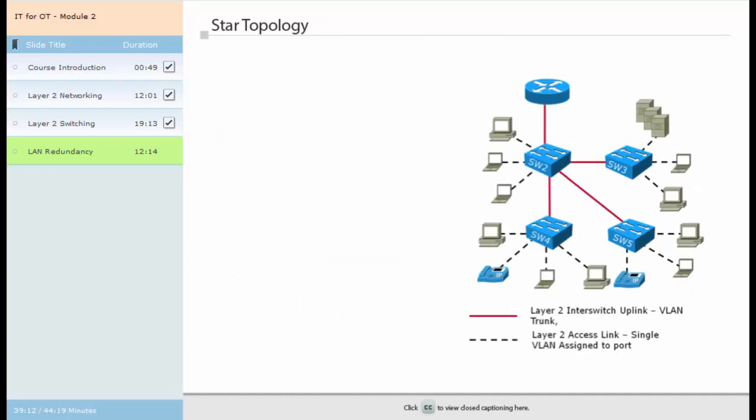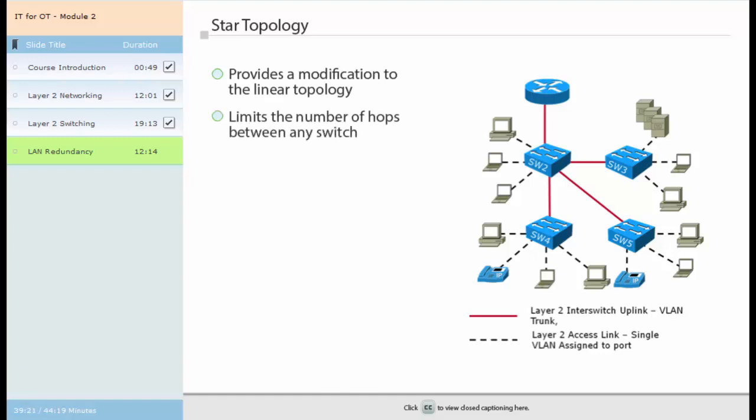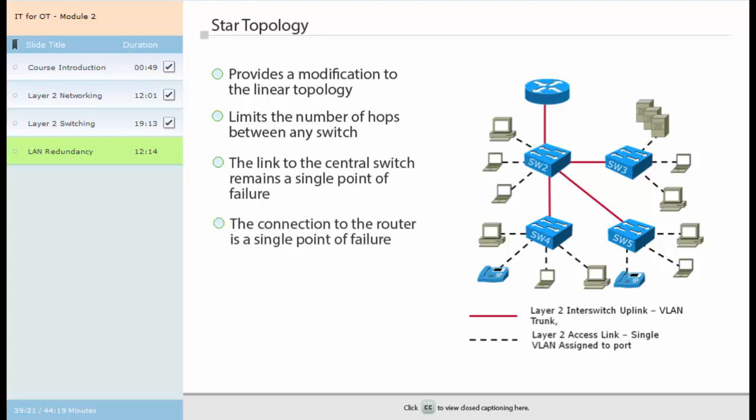Next, we will consider the star switch topology. The benefits of this topology are as follows: it provides a modification to the linear topology, and it limits the number of hops between any switch and distribution switch. The drawbacks of this topology are as follows: the link to the central switch remains a single point of failure, and the connection to the router is a single point of failure.